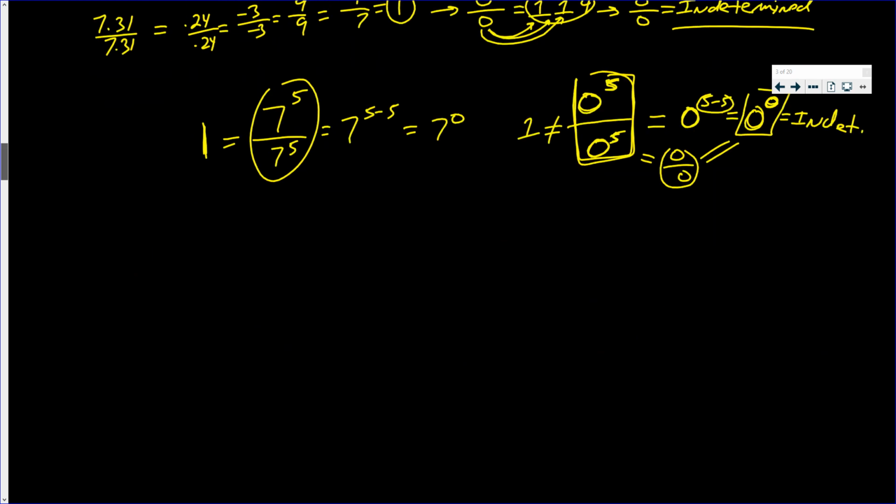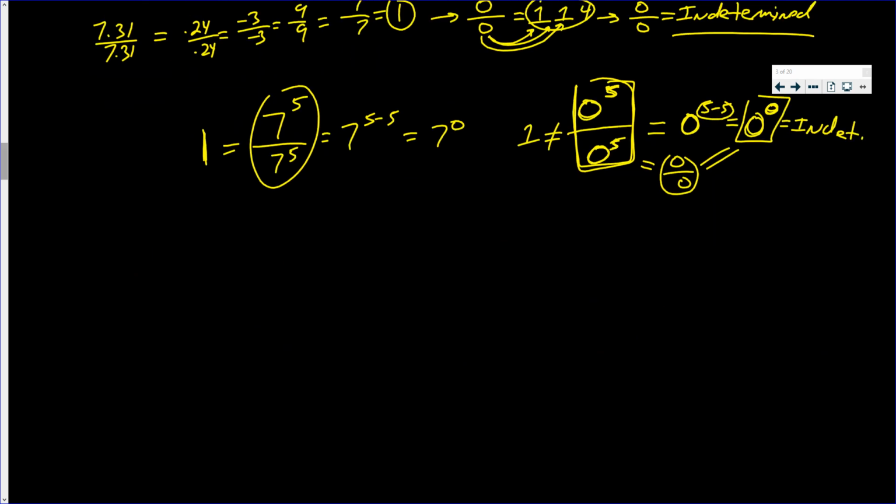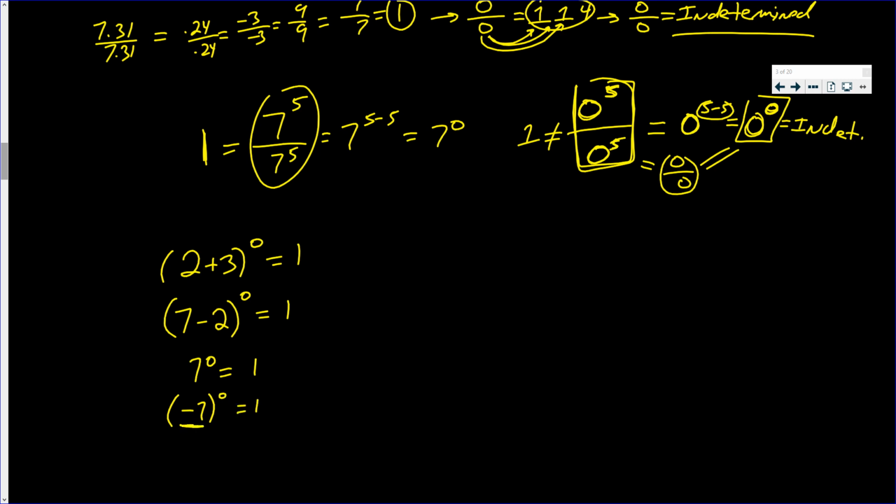Okay, so very, very simple problems. 2 plus 3, which is not 0, it's 5, to the 0 power is 1. 7 minus 2, which is not 0, to the 0 power is 1. 7 to the 0 is 1. Negative 7 to the 0 is 1. That number is not 0. I don't care what it is. It's not 0. So when I raise it to the 0 power, I get 1.